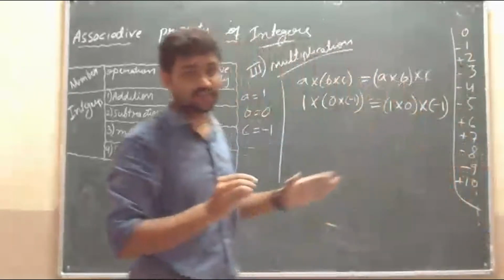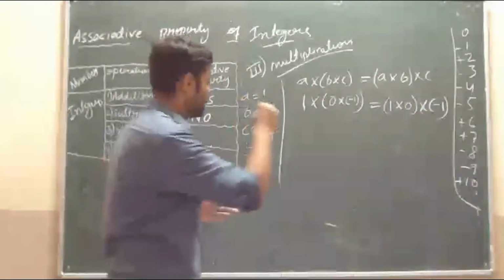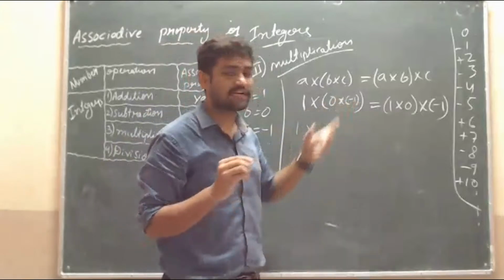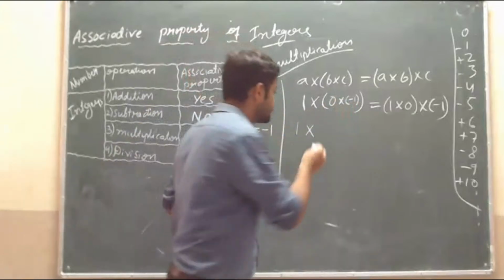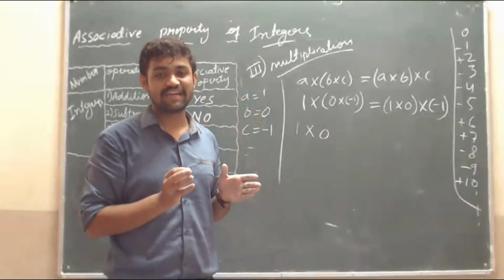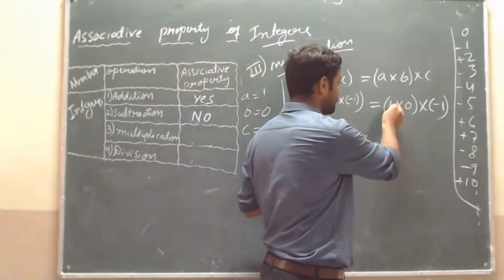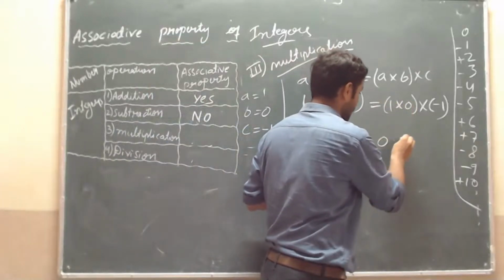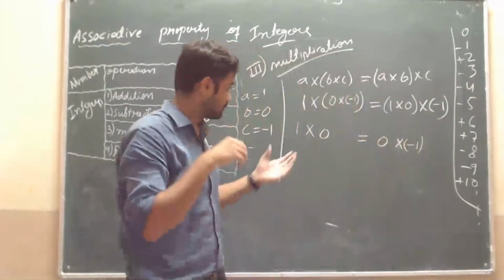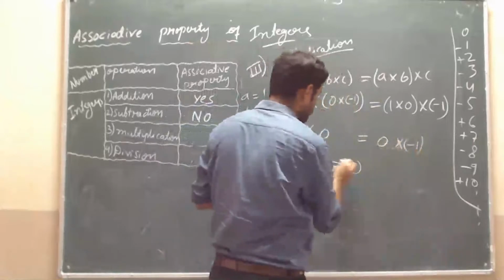These are the examples I have written. Then multiply. 1 into 0, that is 0, then 0 into -1. What's our answer? 0. Any number multiplied with 0, the answer is 0. For RHS, 1 into 0 that is 0, into -1 is there. Then 1 into 0 is 0, and here 0 into -1 is also 0.